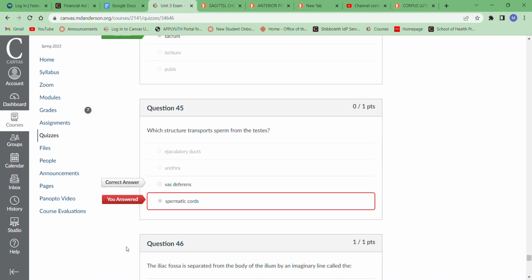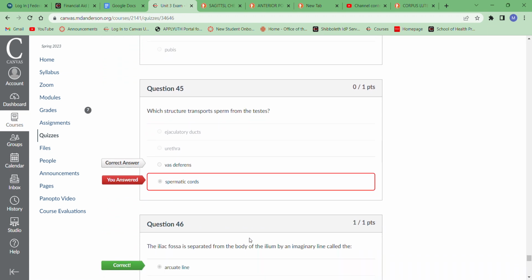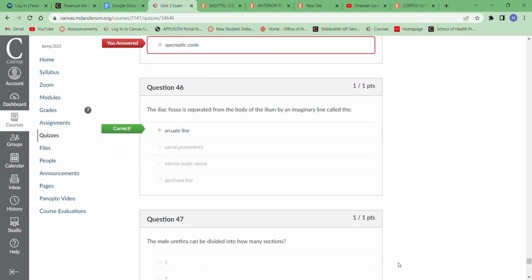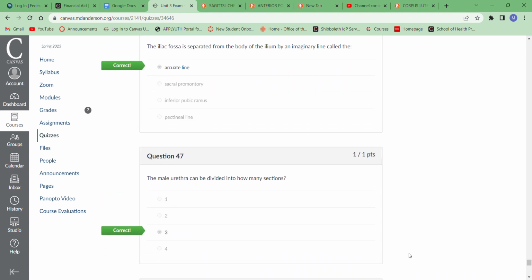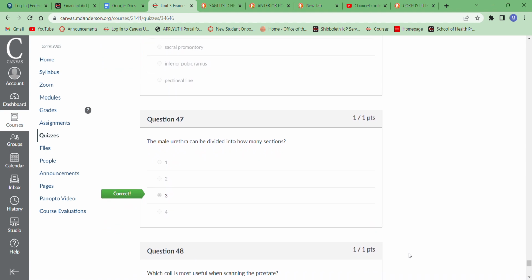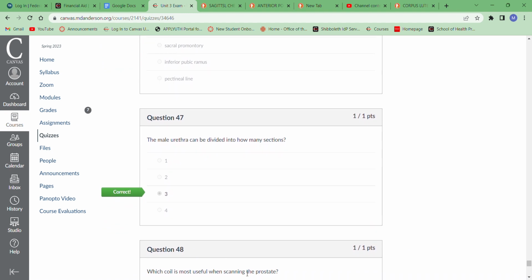Okay. Iliac fossa is separated from the body of the ilium by an imaginary line called the arcuate line. I don't know if I'm pronouncing that right. Arcuate line. Male urethra can be divided into how many sections? 3. Don't ask me to name them. I forget already.